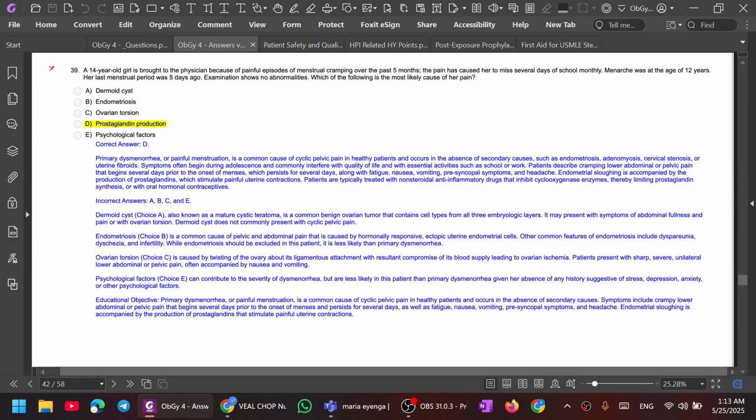It's not endometriosis. Endometriosis is a common cause of pelvic and abdominal pain that is caused by hormonally responsive ectopic endometrial cells. Other common features of endometriosis will be dyspareunia, dyschezia, infertility. While endometriosis should be excluded in this patient, it is less likely than primary dysmenorrhea. Okay, next.